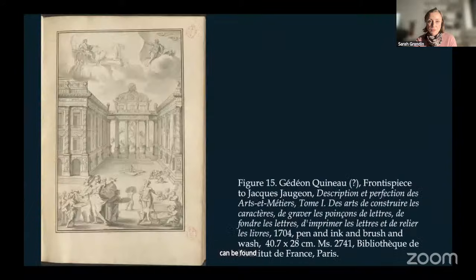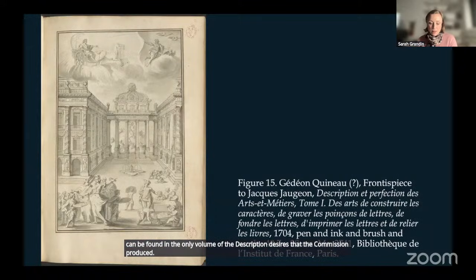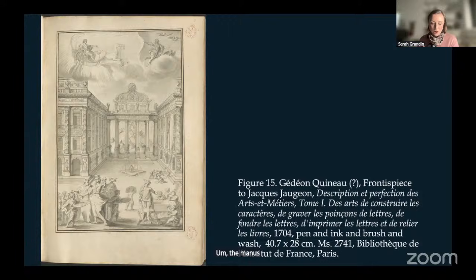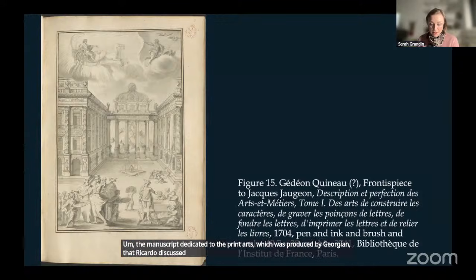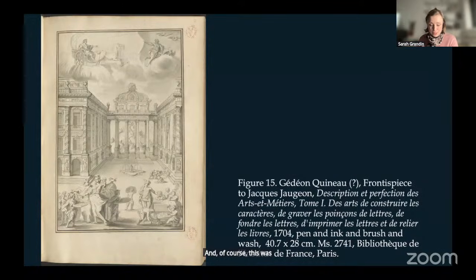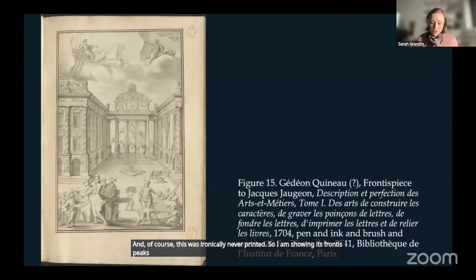Further insights into the Bignon Commission's investment in the relationship between medals, type, and print can be found in the only volume of the Description des Arts that the Commission produced. The manuscript dedicated to the print arts, which was produced by Jaujon that Riccardo discussed earlier. And of course, this was ironically never printed. So I am showing its frontispiece, which depicts not the print arts, but rather imagery of medals.